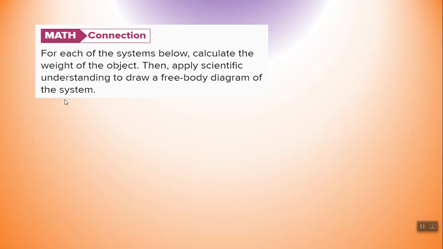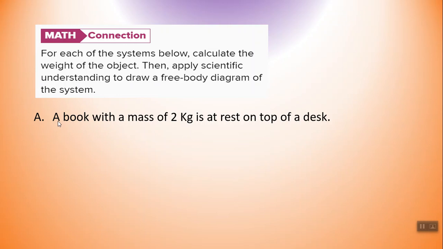Now, please open your book on page 89 because we want to solve some examples. For each of the systems below, calculate the weight of the object, then apply scientific understanding to draw a free body diagram of the system. Part A. A book with a mass of 2 kg is at rest on top of the desk. We need to calculate the weight for this book, and we need to draw the free body diagram for this system.